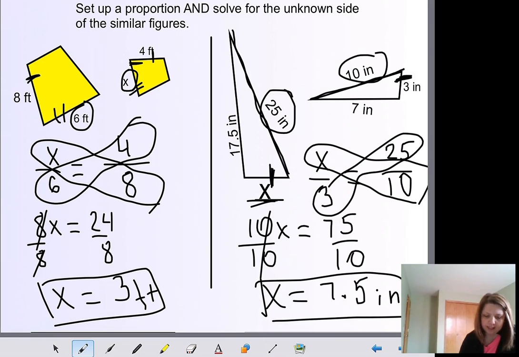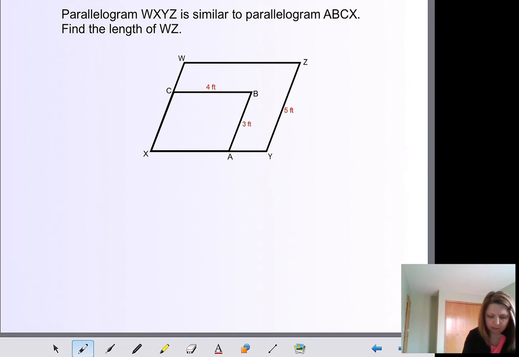So those are the two examples. I do have, I think, a couple more for you. So let's take a look at the next one. If you need to write this down and you just need a little bit more time, make sure you pause the video. Otherwise, I'm moving to the next example.